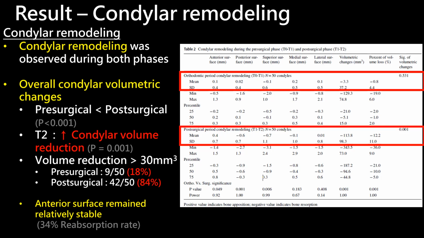over 30 in the pre-surgical phase is only 80% of patients, because the patients were undergoing orthodontic treatment, so there was less volume reduction in this phase. However, in the post-surgical phase, about 84% of patients experienced over 30 volume reduction, and the anterior surface remained relatively stable in this article's evaluation, with a 34% reabsorption rate.